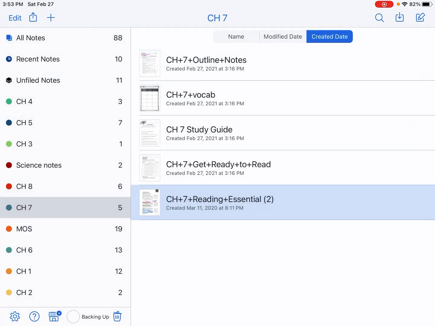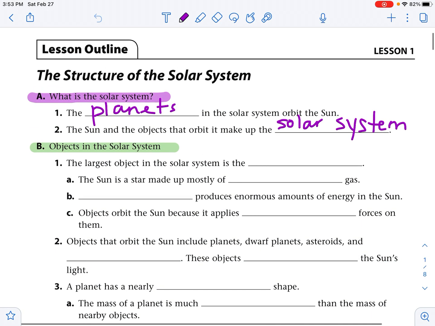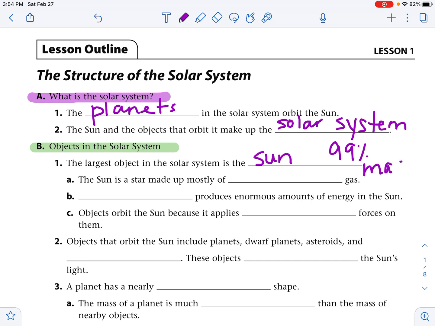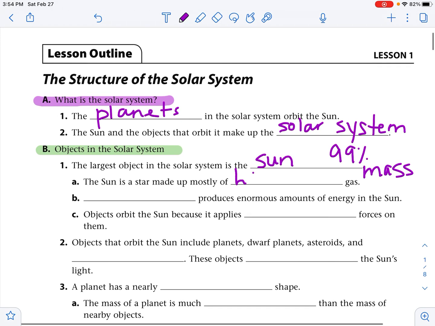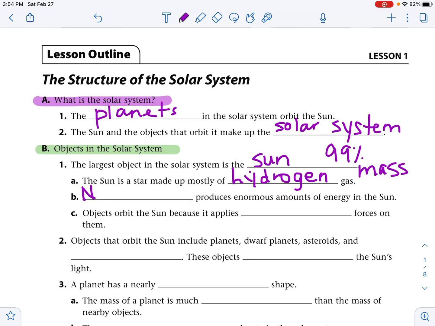Alrighty, so let's get into our notebook. Outline notes this time, sorry. The largest object in the solar system is the sun. It makes up 99% of the mass. The sun is a star made up mostly of hydrogen gas. We know it's hydrogen and helium, but mostly hydrogen. Blank produces an enormous amount of energy in the sun. We know that that is nuclear fusion.